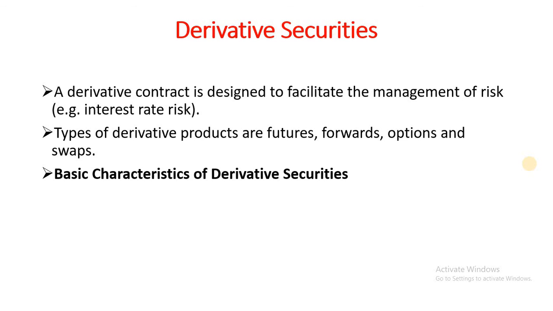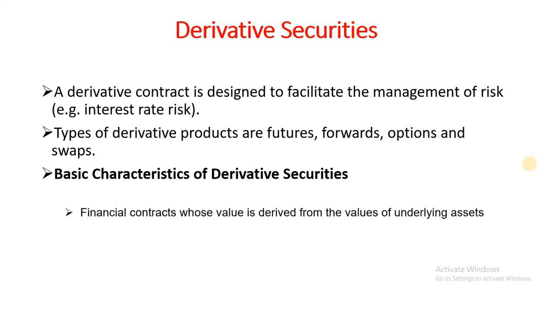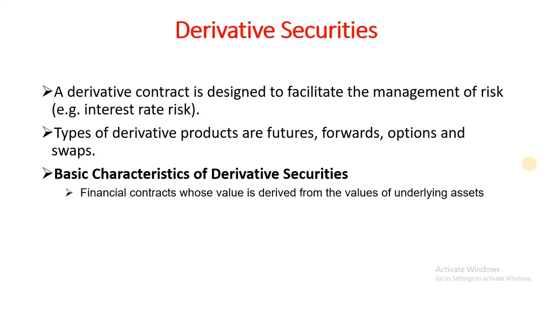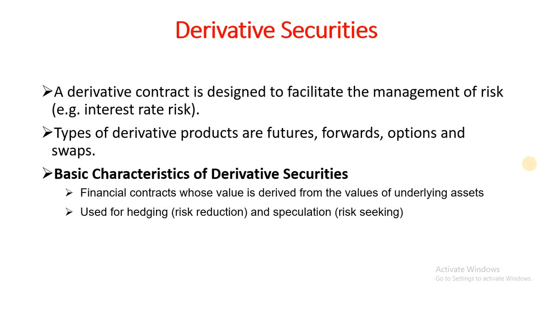Let's look at the basic characteristics of derivative securities. Derivatives are financial contracts, and their value is derived from the value of their underlying assets or securities. Secondly, derivatives can be used for risk reduction and speculation.